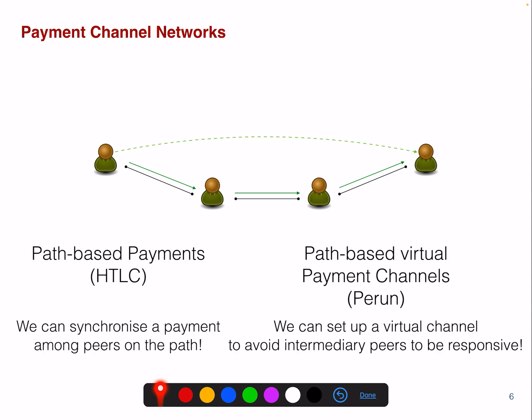There are also other approaches of doing so. You can, for example, use a path-based virtual payment channel. We can set up virtual channels to avoid intermediate peers having to be responsive. Then you don't have to communicate over the network latency. You basically just go directly from the source peer to the target peer.